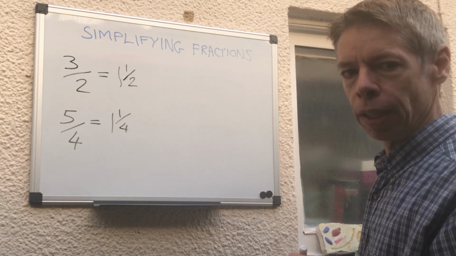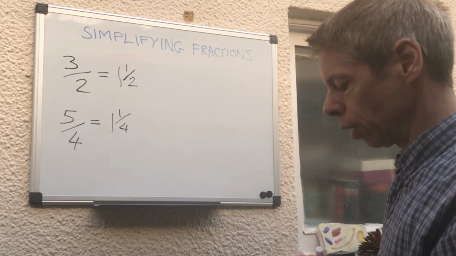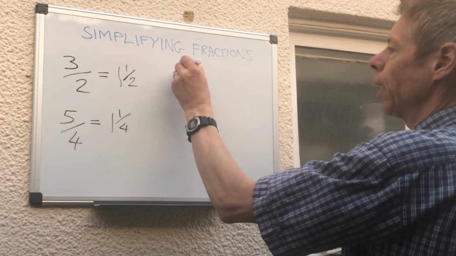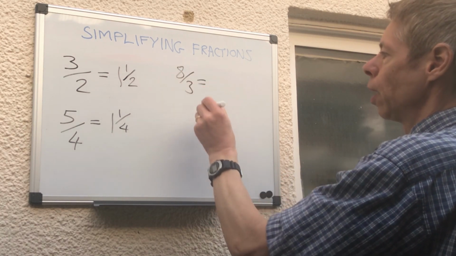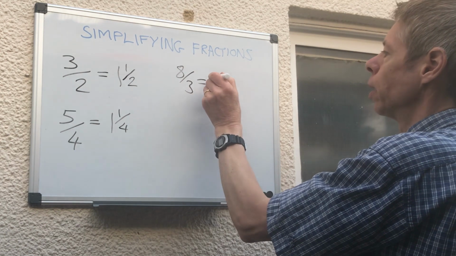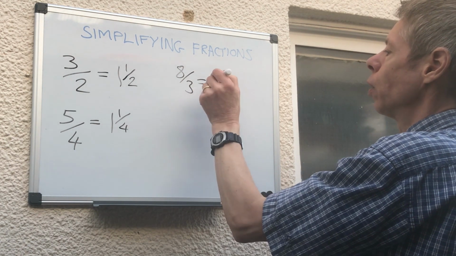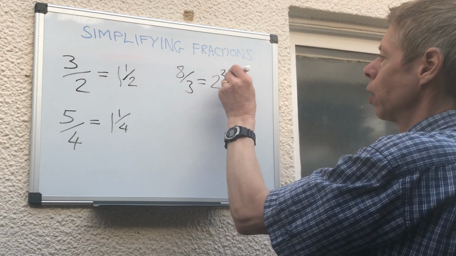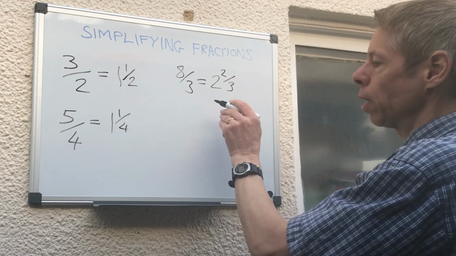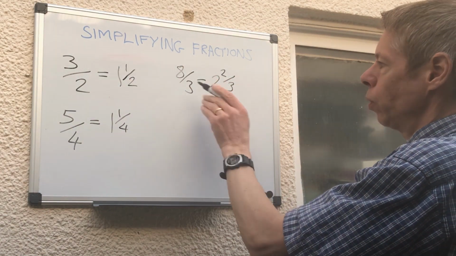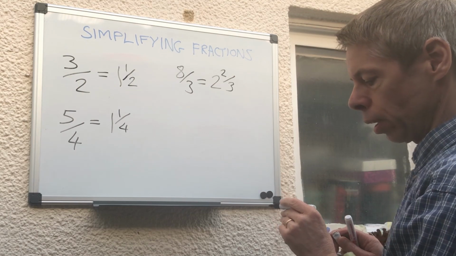Okay, 2 more of these and I'm going to let you have a go at a few questions. So 8/3, how many 3's in 8? It's 2. We've got 2 left over. Take that number, put it here. So 8/3 is 2 2/3.